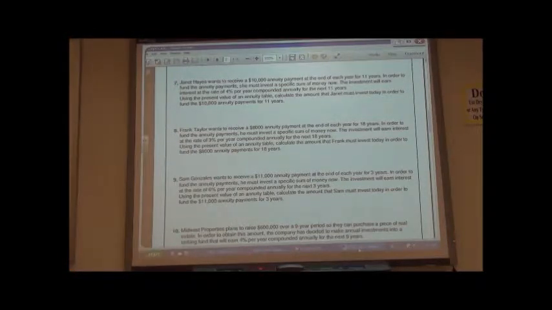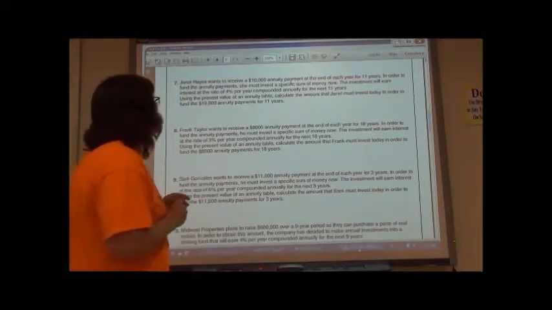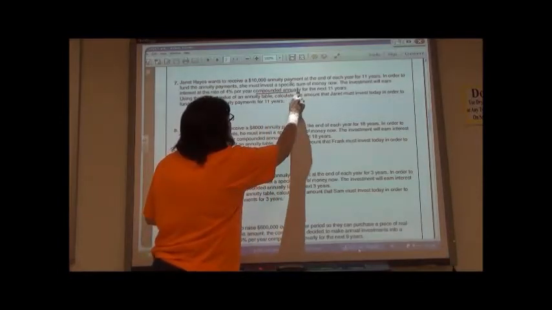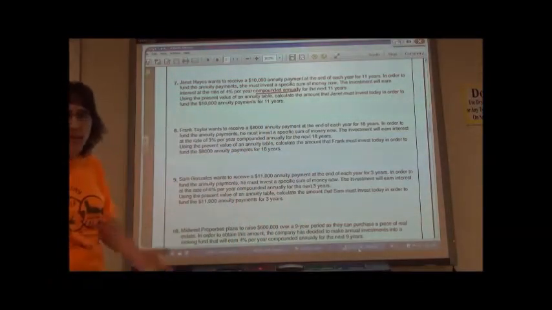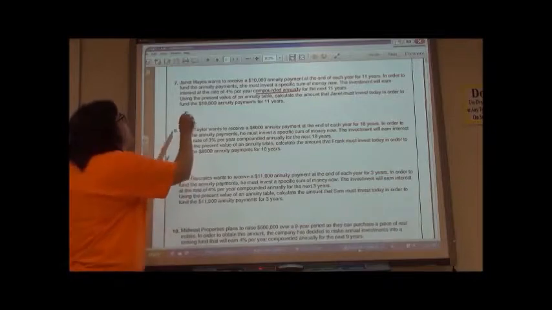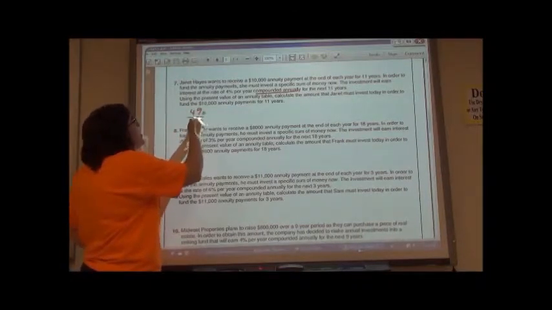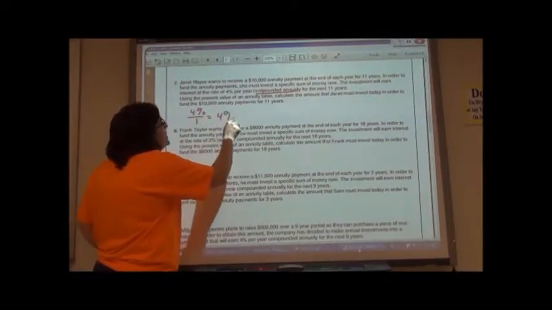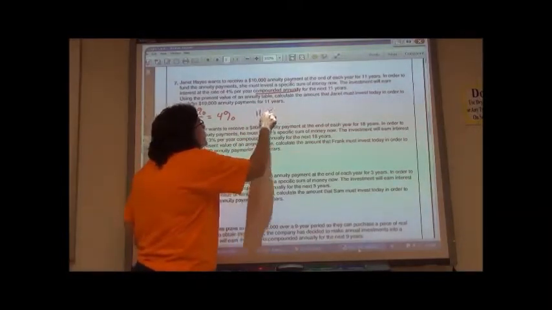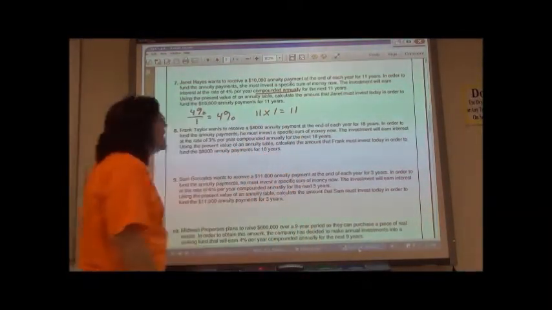The investment will earn interest at the rate of 4% per year compounded annually for the next 11 years. Using the present value of an annuity table, calculate the amount that Janet must invest today in order to fund the $10,000 annuity payment for 11 years. So again, this one says compounded annually, but this table works the same way as all those other tables. We would start by saying 4% compounded once a year, so 4%. I'm going to leave it in there for 11 years, once a year, so 11 times.